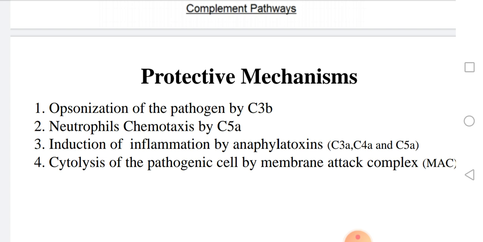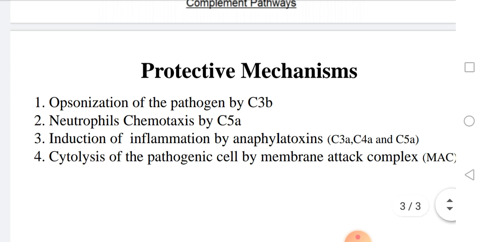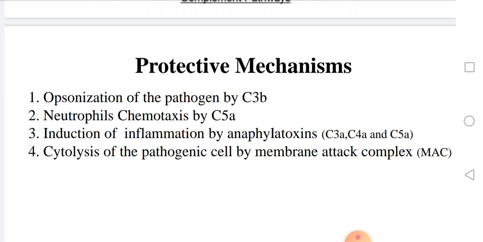Number four, cytolysis of the pathogenic cell by the membrane attack complex, which is MAC. Cytolysis means destruction of the pathogenic cell. The pathogenic cell can be like a bacterial cell. And the MAC is a macromolecule, a big molecule that penetrates the membrane of, say, the bacterial cell, leading to lysis of the cell.